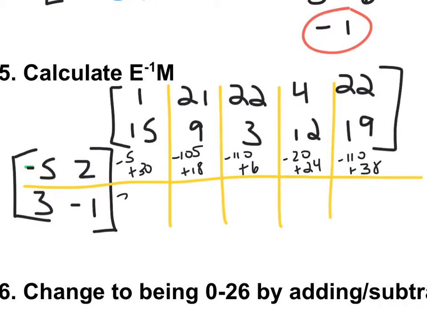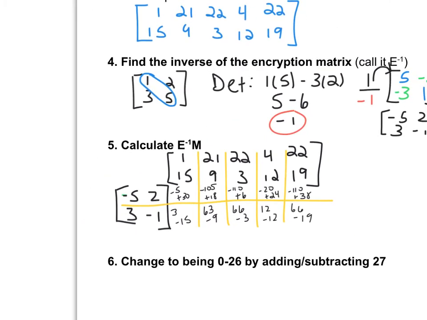3 times 1 is 3. Plus negative 1 times 15 is negative 15. 3 times 21 is 63. Plus negative 1 times 9 is negative 9. 22 times 3 is 66. Negative 1 times 3 is negative 3. 4 times 3 is 12. Then we're going to get minus 12. 66 again. Minus 19. And now we do all that arithmetic.